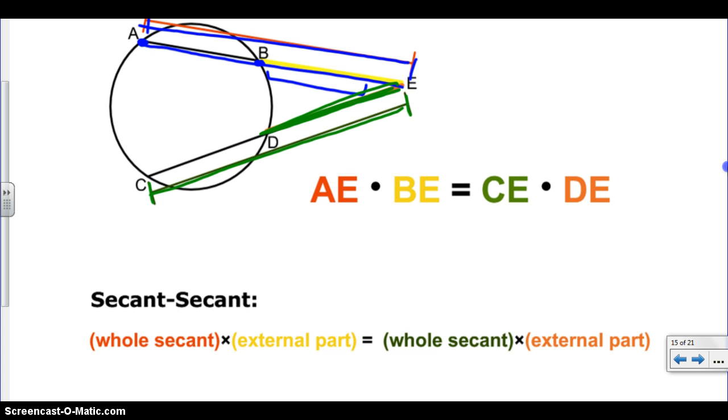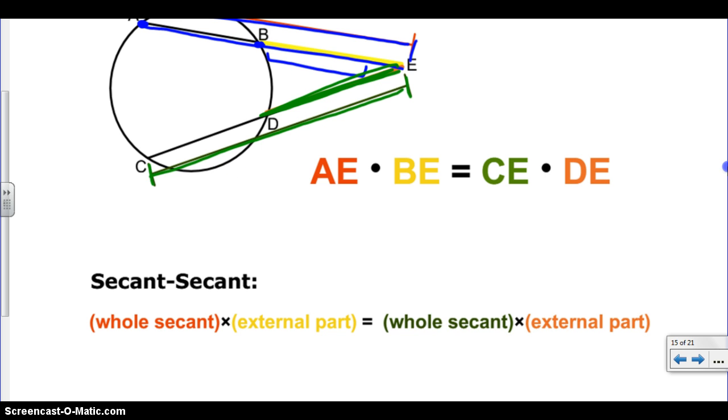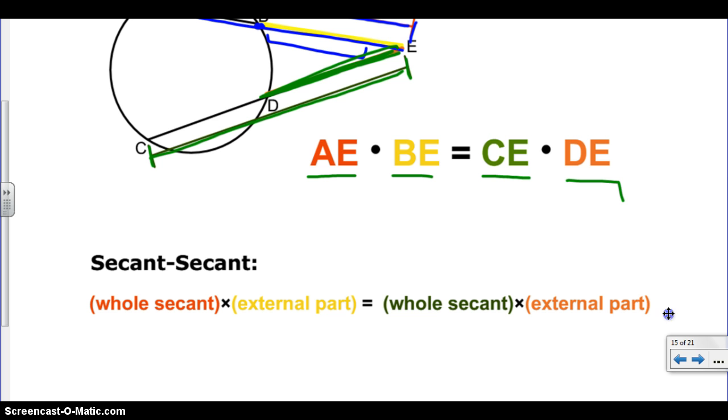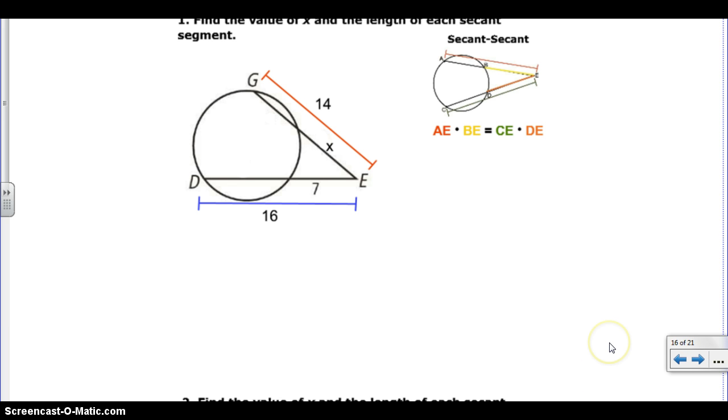Now it's time to see it in action. Whole secant times the external, whole secant times the external. Basically what I just said. So here, first problem. Find the value of x and the length of each secant segment.